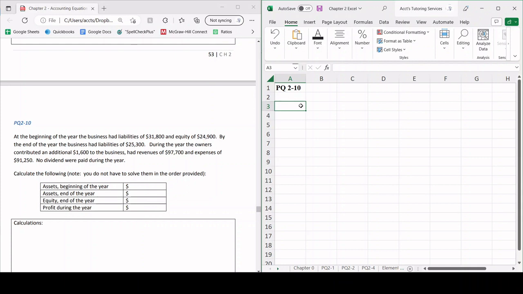During the year, the owners contributed an additional 1,600 to the business, had revenues of 97,900 and expenses of 91,250, and no dividends were paid during the year. So we're going to start off with the beginning balances first. So we have beginning assets equals liabilities plus equity.